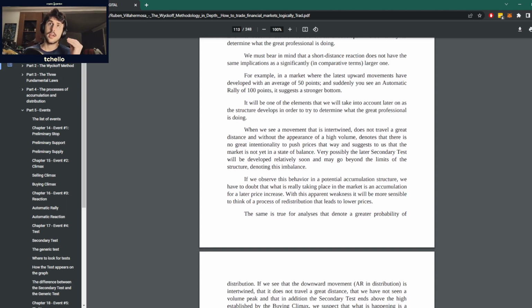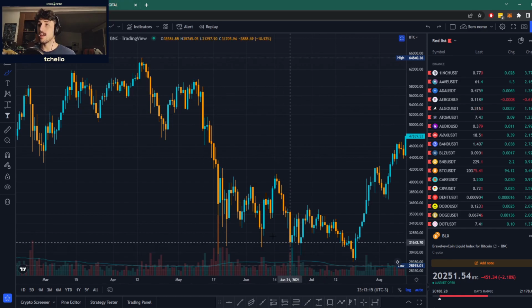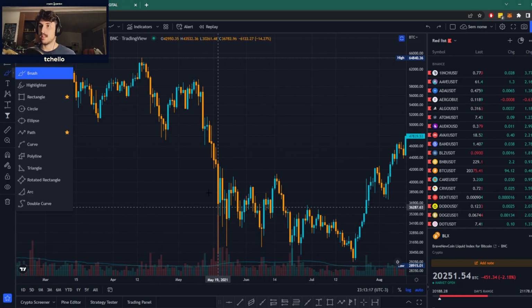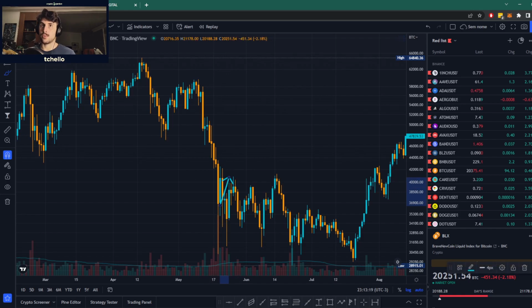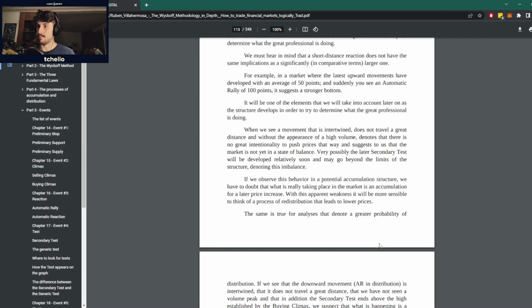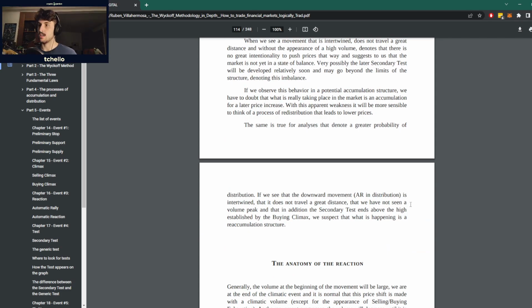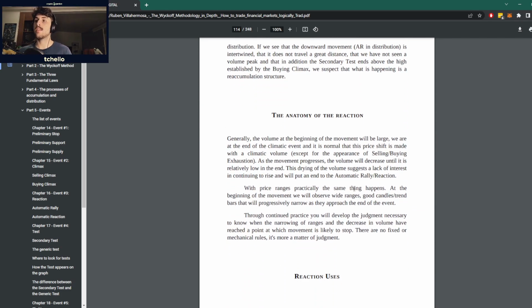So if we are used to smaller corrections and suddenly it moves in the opposite way of the trend in a way bigger fashion, as we had here, for example, and as we had here, then you can call that an automatic rally, or an automatic reaction. And it has a few characteristics of its anatomy.